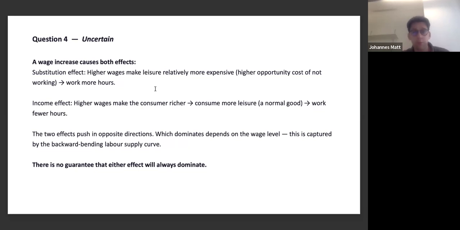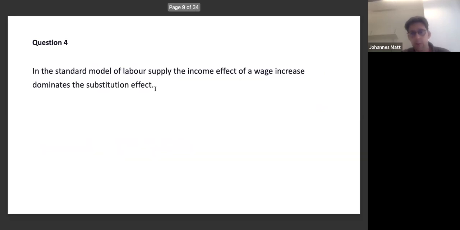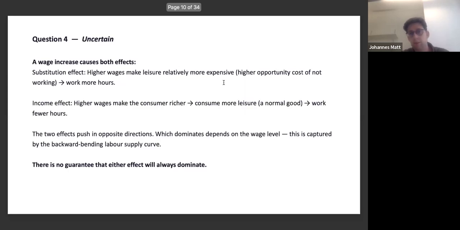Now, which of the two dominates is actually ex ante not clear. So if we go back to the question here, it says that in the standard model of labor supply, the income effect of a wage increase dominates the substitution effect. In other words, the income effect is always stronger than the substitution effect, right? And that's not a universally true statement.